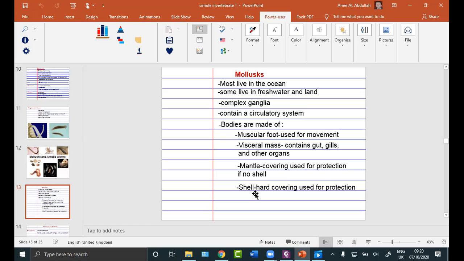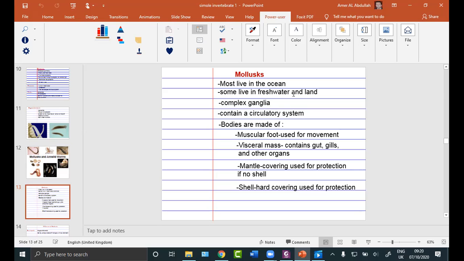Now, what are three phyla of complex invertebrates? Mollusks, echinoderms, and arthropods. Mollusks: most live in the ocean, and some live in freshwater and on land. Complex ganglia contain a circulatory system, and so on. We need one, two, three: mollusks.